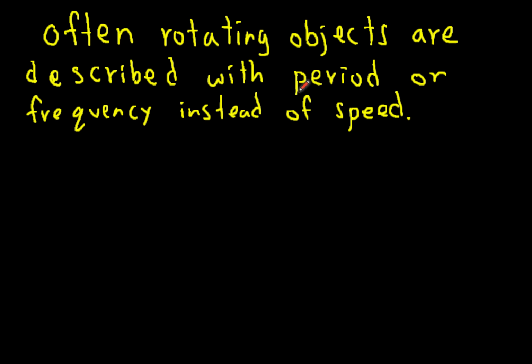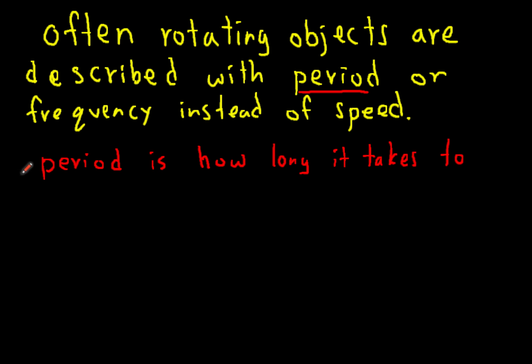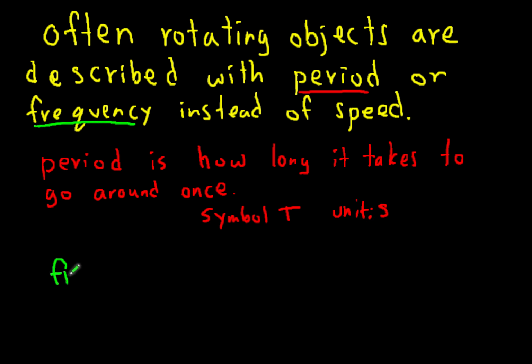The period for an object traveling with circular motion is how long the object takes to go around the circle once. It's really a measurement of time, but it's a very specific time. The symbol we use for period is capital T, not to be confused with small t, which refers to any time. Period is a capital T. The unit of period is the second, just like time.